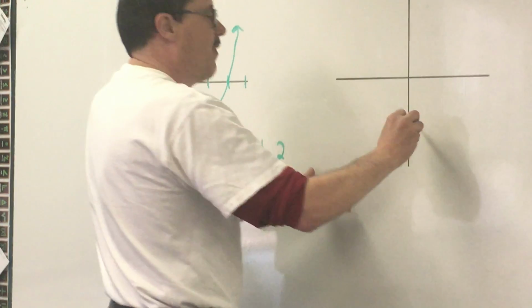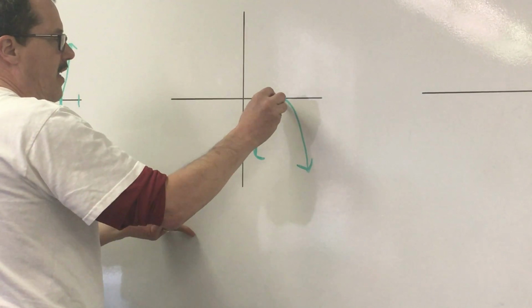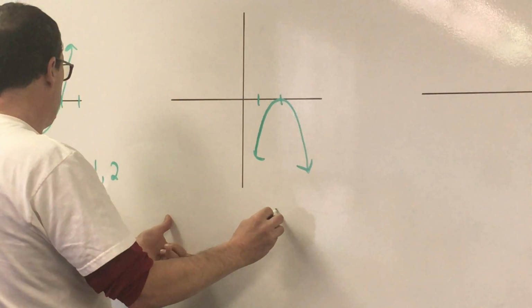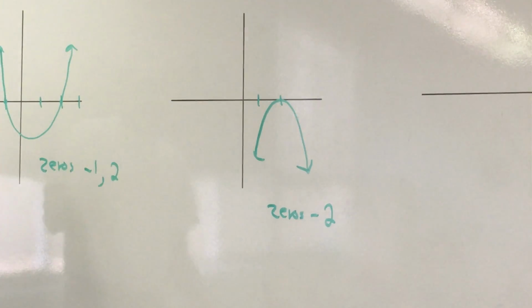Sometimes though, you can have a parabola that might go like this. It might come up and just barely touch the x-axis. And so this one would only have one zero, and that one zero would be 2. Okay, getting the idea from that?